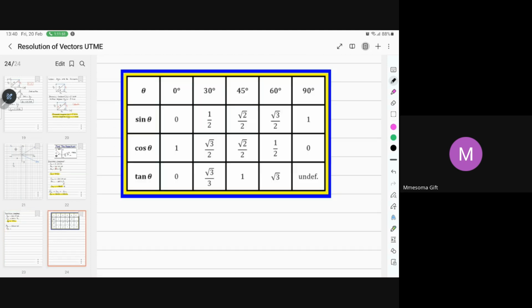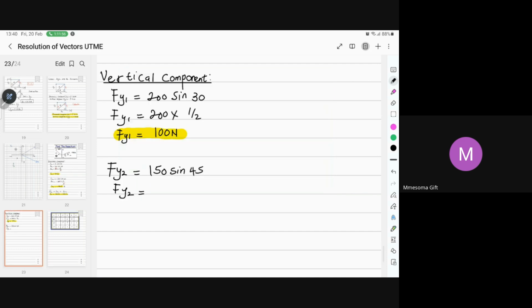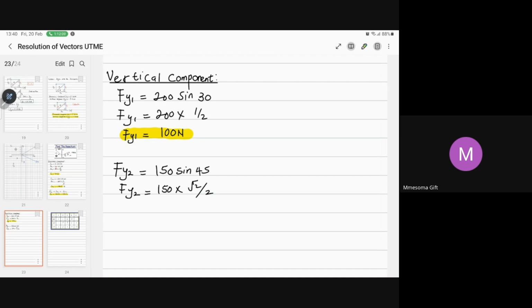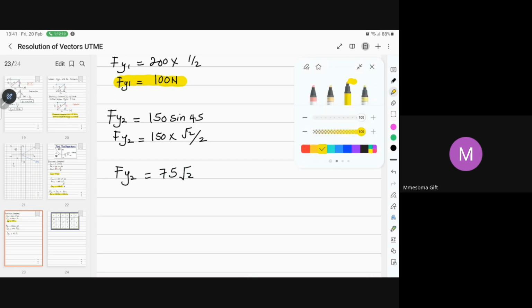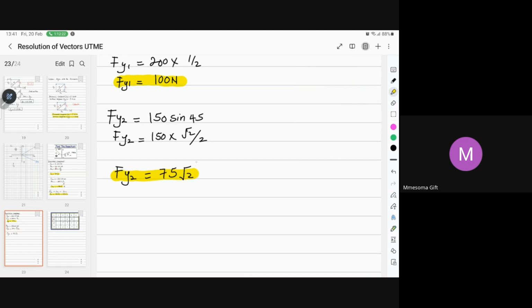So Fy2 is equal to, let's consult our special language, sine 45 is root 2 over 2. So that will give us 150 times root 2 over 2. Mathematics students will know that we're going to end up with Fy2 equal to 75 root 2 right there. Let's divide this side by 2, divide here, that will give us 75.